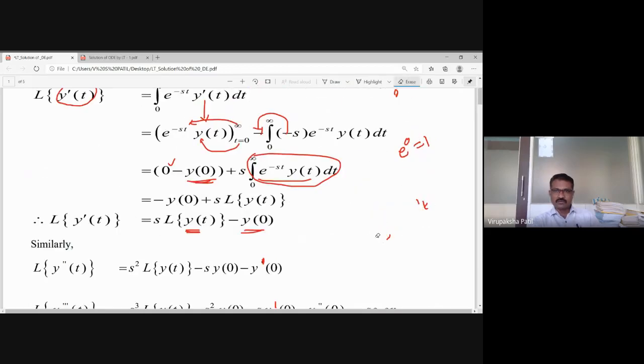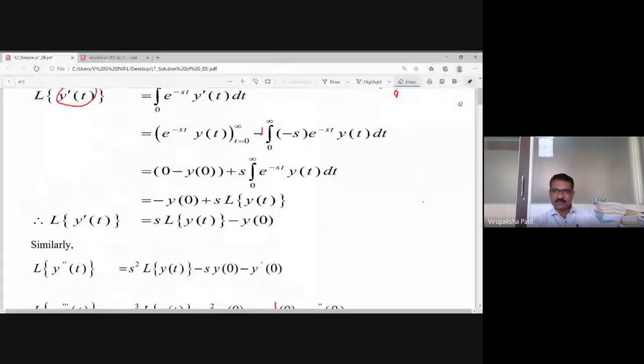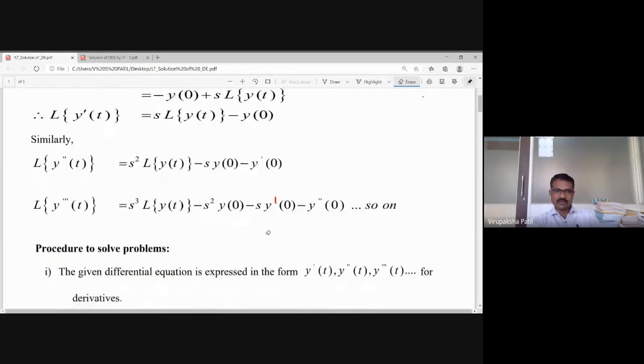So what we need to do? At the most, they will give a third order differential equation in the examination. If a fourth order is given, then this can be extended. I will tell you how to write it at the end. If it is fourth order or fifth order, maximum they will give third order in your examination.